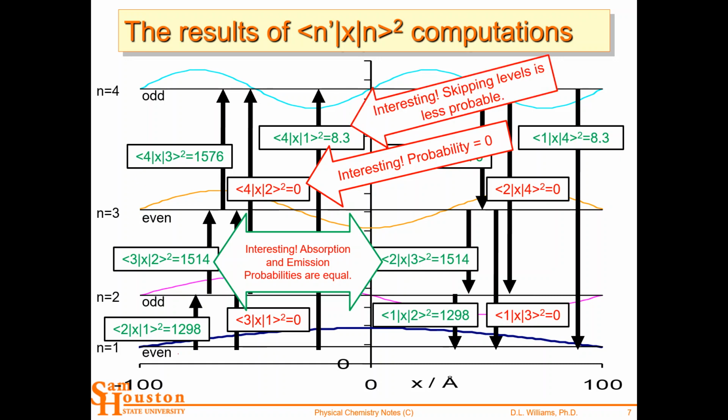Okay. And what's also interesting is skipping levels is okay, but it's less probable. So if we had a delta n equals 3, it's still probable, but it's only 8 compared to 1500, right? So it's less probable than just going to adjacent levels. Delta n equals 1. So 10. Yeah. So how is a 2 to 4 transition less probable than a 1 to 4?